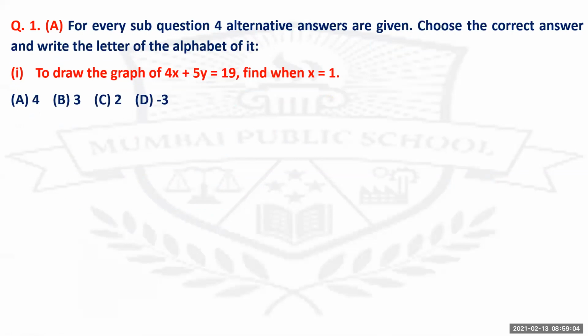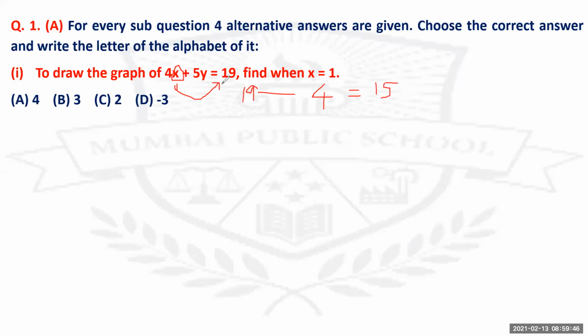See, to draw the graph of 4x plus 5y equals 19, find the value of y when x equals 1. So what you will do is, here in place of x, you are going to put 1. So 4 into 1 plus 5y equals 19. So 4, when it goes to the other side, is going to become minus 4. So 19 minus 4, we'll get 15.